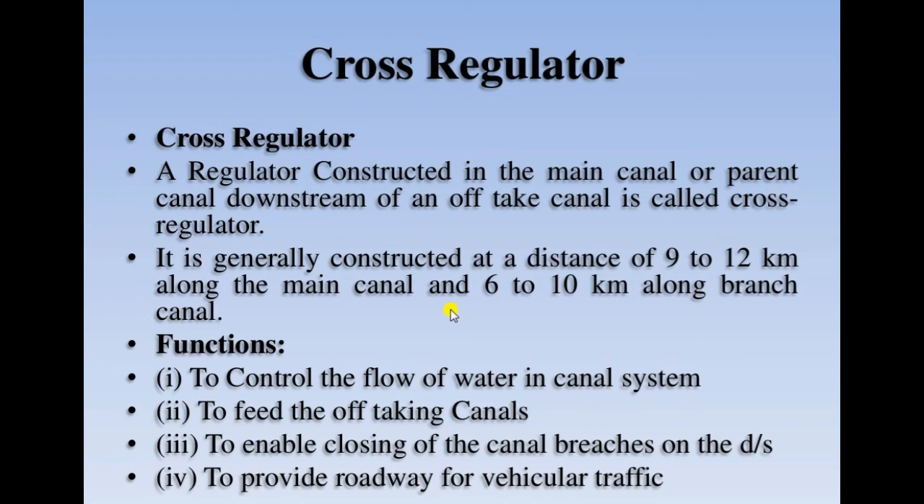It is generally constructed at a distance of 9 to 12 km along the main canal and 6 to 10 km along the branch canal. Cross regulator is generally used to control the flow of water in the canal, and another purpose is to feed the uptaking canals, to enable the closing of the canal benches on the downstream side, and to provide the roadway for vehicular traffic. This is the main function of cross regulator.